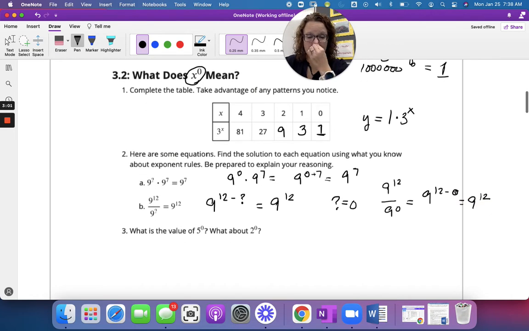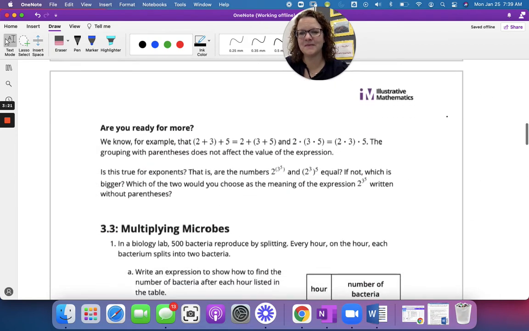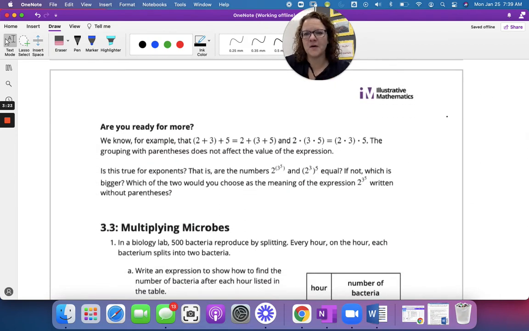So what is the value of 5 raised to the 0? 1. And 2 raised to the 0? 1. 1,000,000 raised to the 0? 1. Pi raised to the 0? 1. Anything raised to the 0 power is in fact 1. All right, are you ready for more?